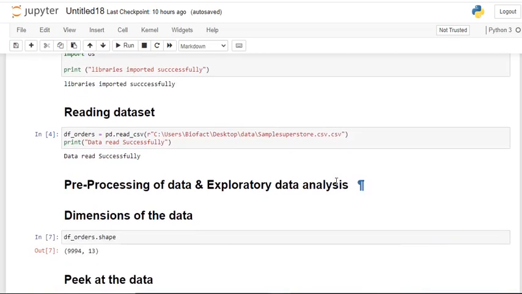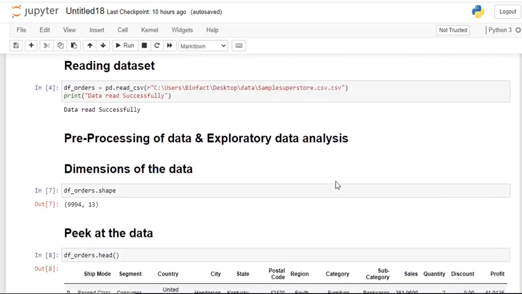Next, reading the data set. Here the data file has been stored on the desktop. From the desktop, the path has been given to read the data set.